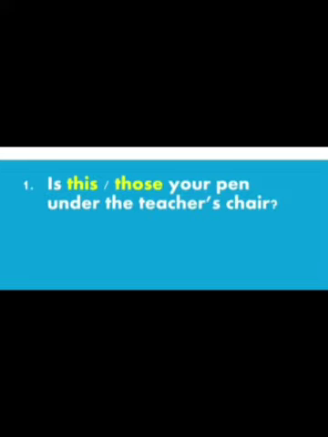Let's try to look at some examples on how we can use these demonstrative pronouns. Look at question number 1. Is this or those your pen under the teacher's chair? How can we know which one is the answer without looking at the picture? There's no picture here, but there is a clue. How many pens is that? There's only one. So we know that those is used for something that is in plural, and this is used for something that is in singular. The noun in the sentence is singular or plural? It's singular. That is why we go for this. So the answer is: is this your pen under the teacher's chair?